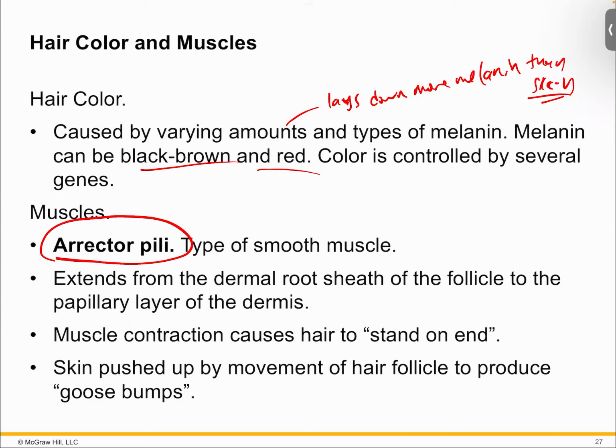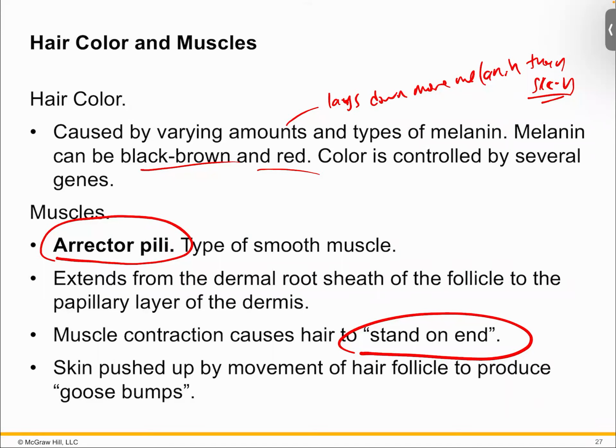The erector pili muscle is the one that's tethered to the hair itself. When it contracts, it shortens, and it's going to cause that hair to basically swivel, to pivot and stand on end. This is what causes your hair to rise, the erector pili muscle.